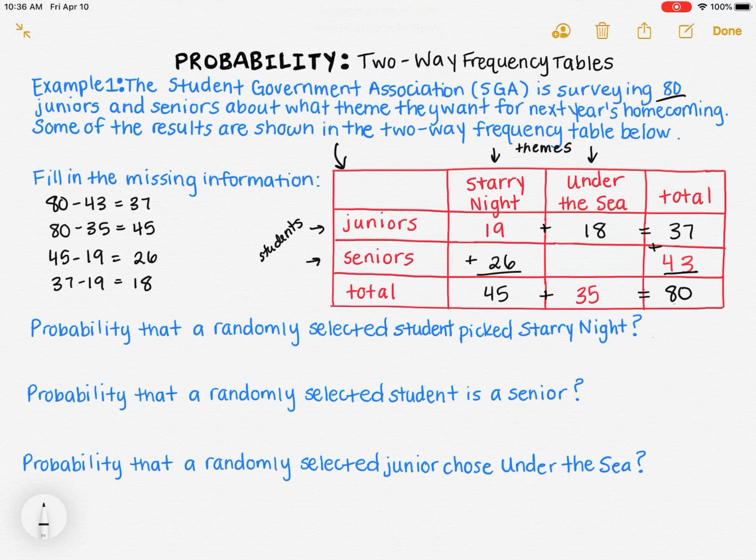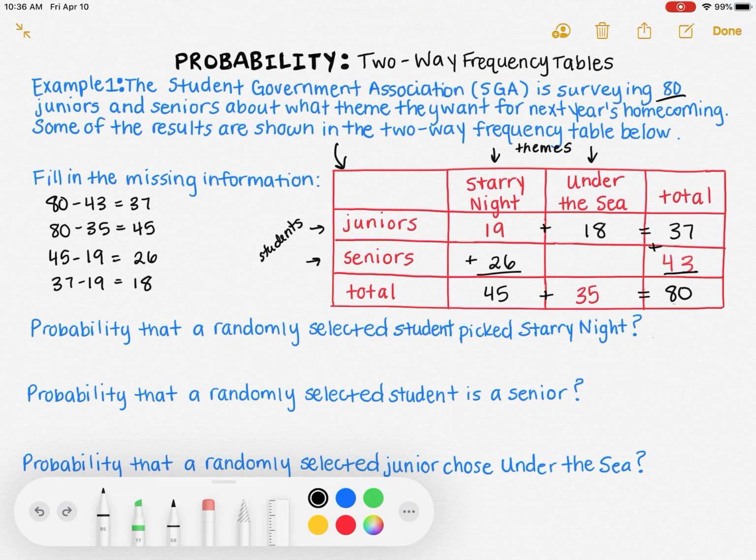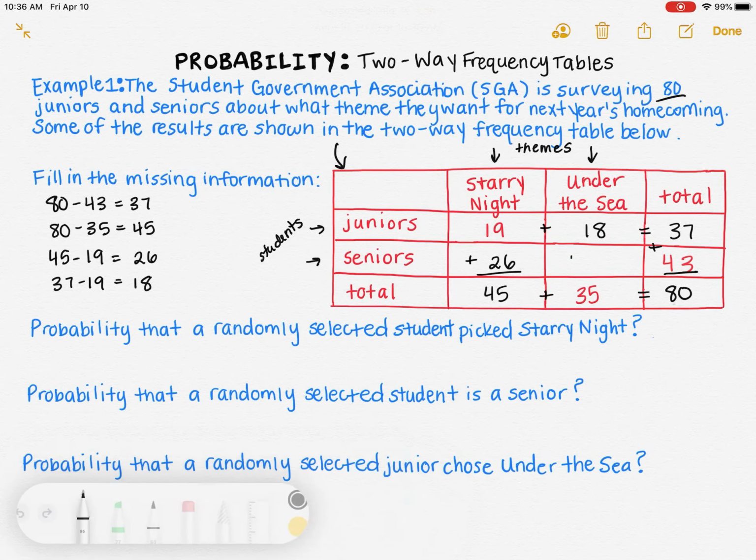And then lastly, you might notice there are sometimes different ways we can get different numbers. I can either use this row and go across to find this missing number, or I can use the column and go down. I am going to use the column, but you could do it either way. If 18 juniors said Under the Sea, then 18 plus the number of seniors that said Under the Sea should add to 35. So I'll do 35 minus 18. That gives me 17. Now we've filled in our table. It's really just like a puzzle.